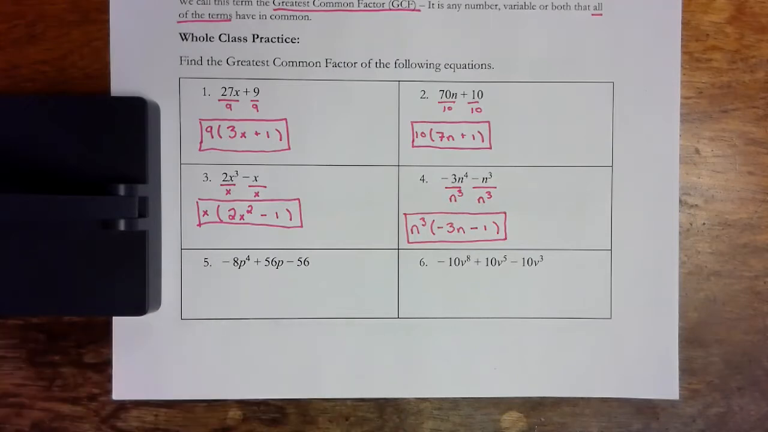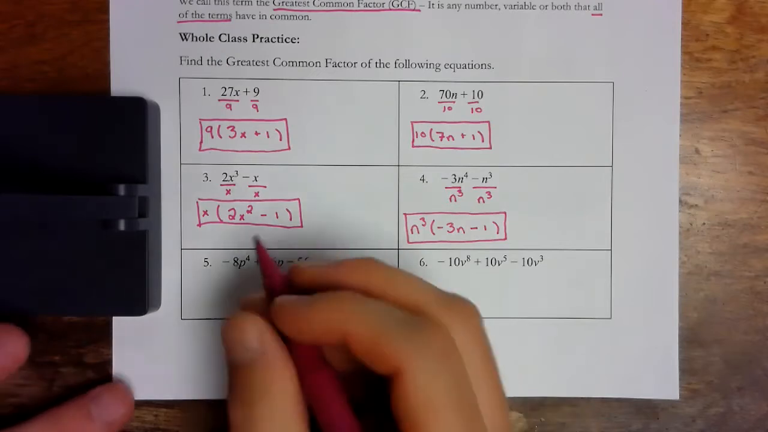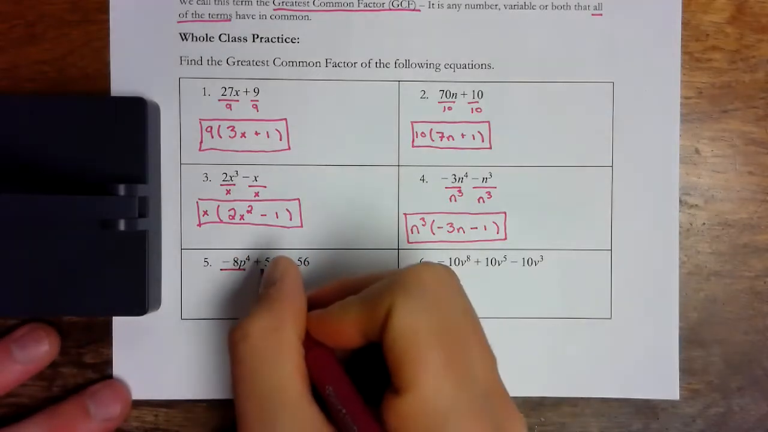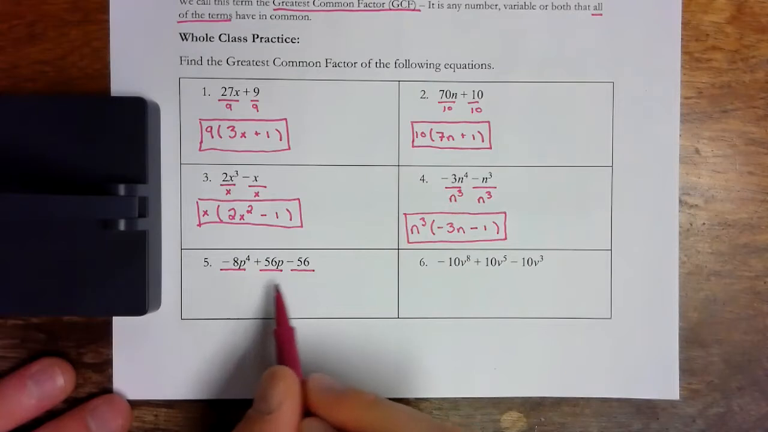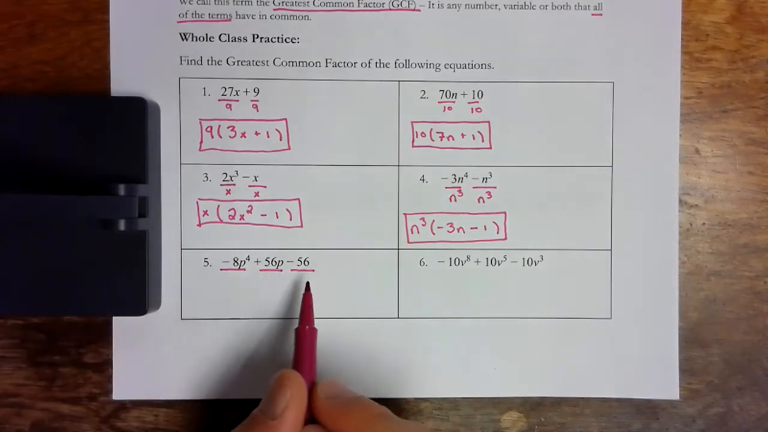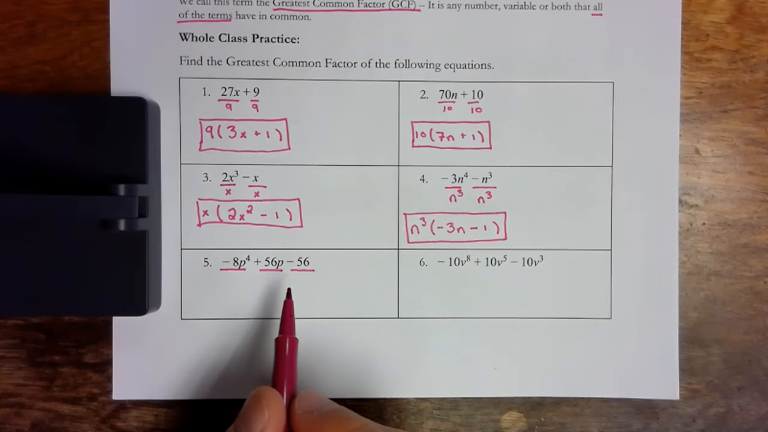All right, so just these last two, now we have more terms. Again, remember that every single term needs to get divided by what we're labeling our greatest common factor. So when I'm looking at negative 8p to the 4th, 56p, and negative 56, the first two terms both have a p, but the negative 56 does not. So p is not going to be a part of our greatest common factor. In fact, it's not a common factor at all.